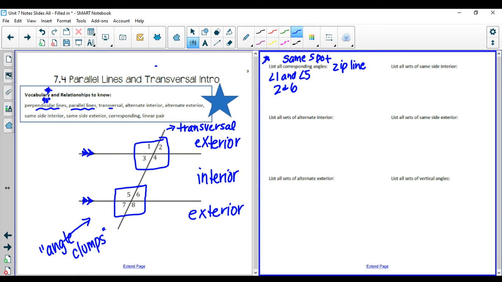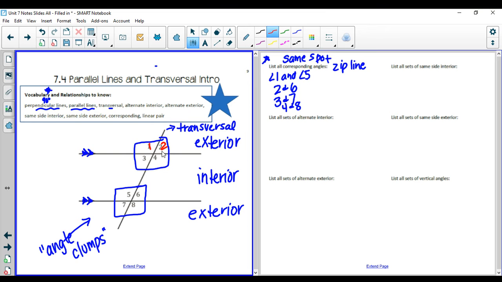I've already done 1 and 5, so I need to do 3. If I do 3 and zip on down, 3 and 7 are located in the same spots. And then on the right-hand side, 4 and 8 are also in the same spots. Because they're in the same spots when we shift the clump, those are called corresponding.